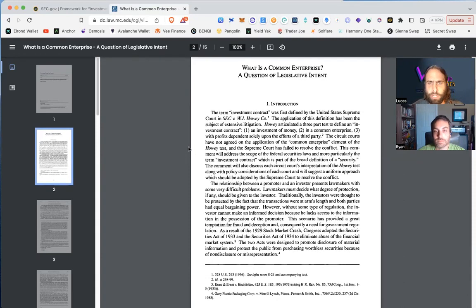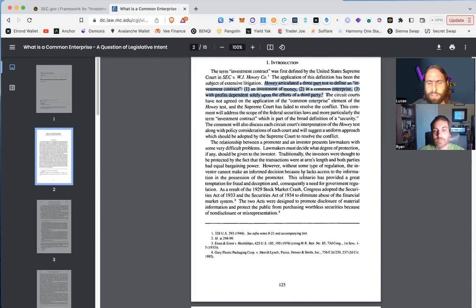We'll start here with the introduction, but the Howey Test, as many people may have heard, is a three-part test to define an investment contract. An investment of money, which we just talked about, in a common enterprise with profits depending solely upon the efforts of a third party. And this is very important to understand, profits dependent solely upon the efforts of a third party, and also what it means to be a common enterprise, because you'll find that not only do digital assets, cryptocurrencies, fail the money test, but they also fail the common enterprise and also the profits dependent upon a third party test. So let's get into it, exactly how, and these links will be below so you can read and share this as well as the video yourself.